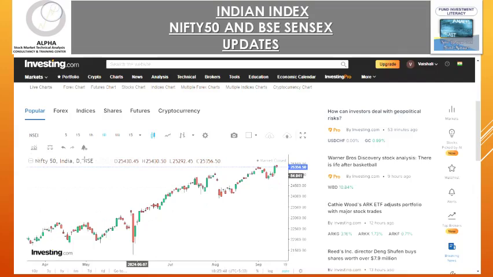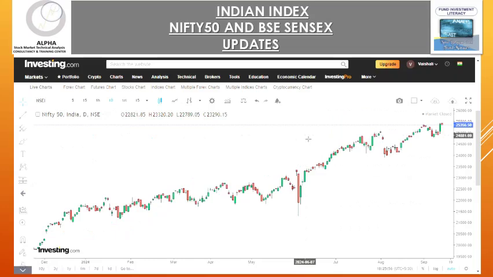The Nifty 50 index is basically a benchmark index of the Indian stock market. It represents the weighted average of 50 of the largest Indian companies listed on the National Stock Exchange, that is NSE.